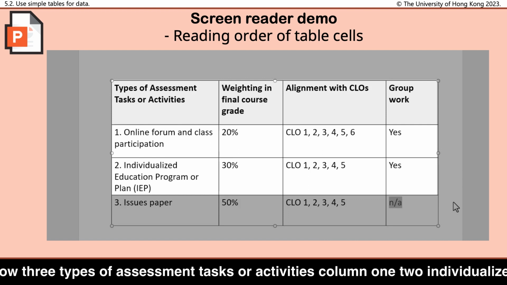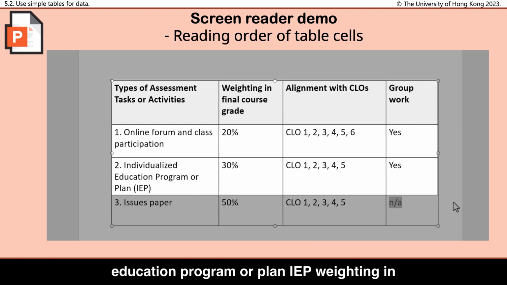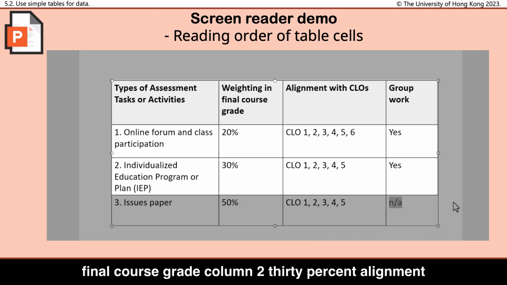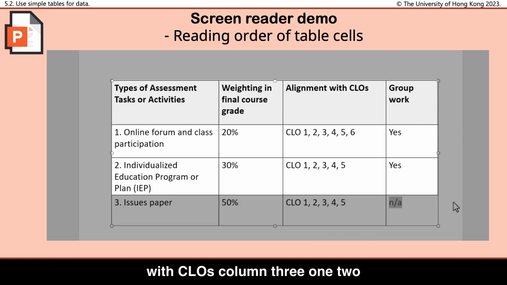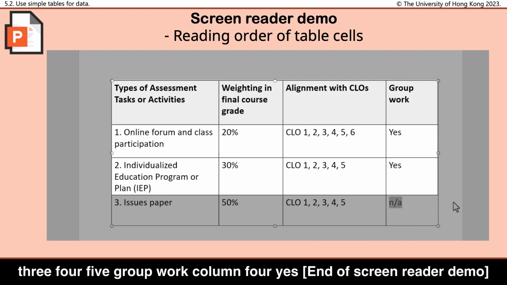Row 3 types of assessment tasks or activities. Column 1 2. Individualized Education Program or Plan, IEP. Weighting in final course grade. Column 2 30%. Alignment with CLOS. Column 3 CLO 1, 2, 3, 4, 5. Group work. Column 4 yes.